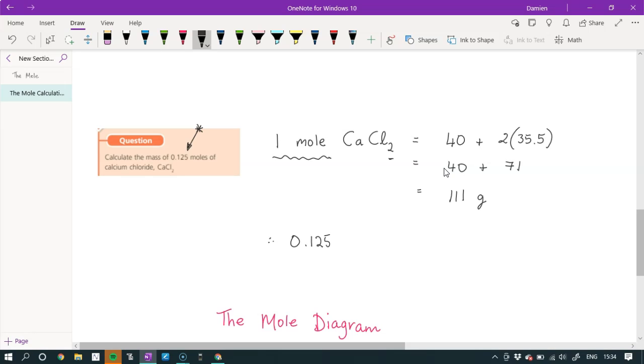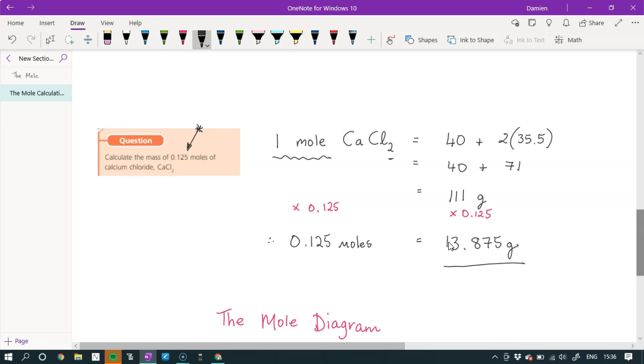So how do we get 0.125 moles? To go from 1 mole to 0.125, you're going to have to multiply by 0.125. You will also have to do the same to this one here to keep the equation balanced. So it's 111 multiplied by 0.125. And that gives us 13.875 grams. So that's your final answer for 0.125.